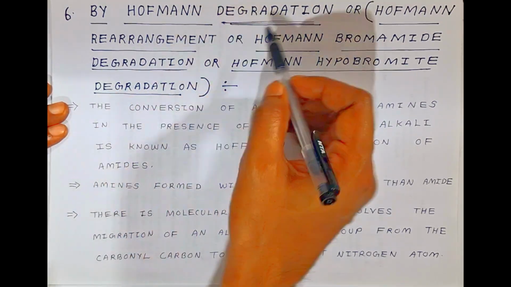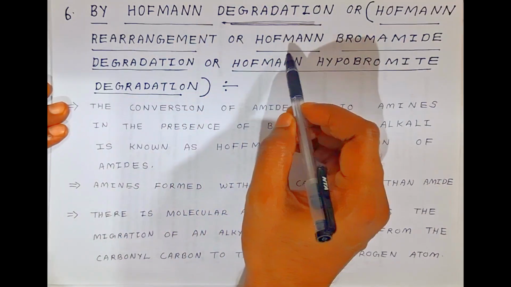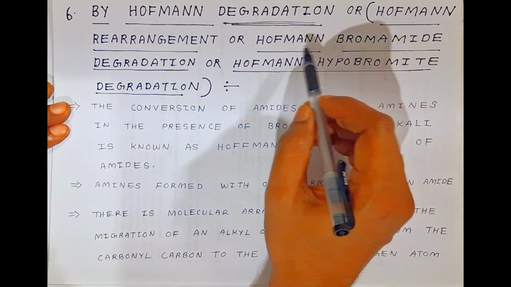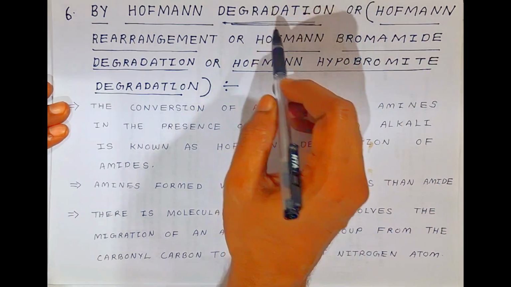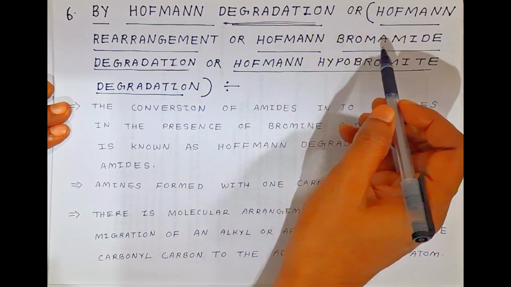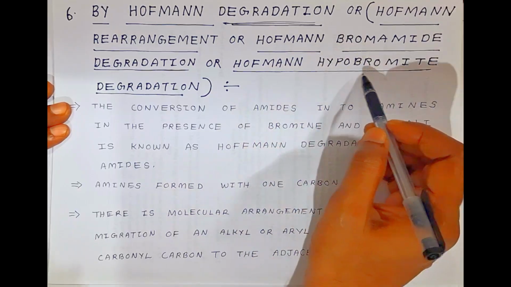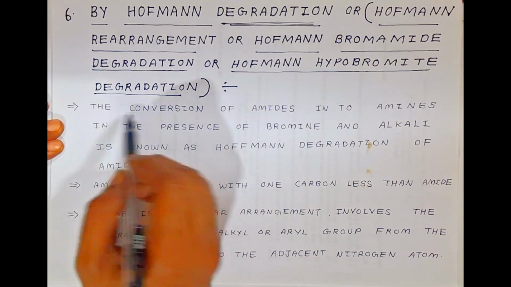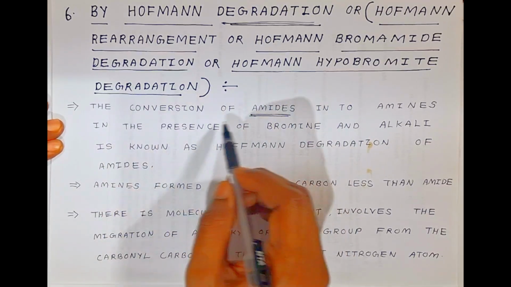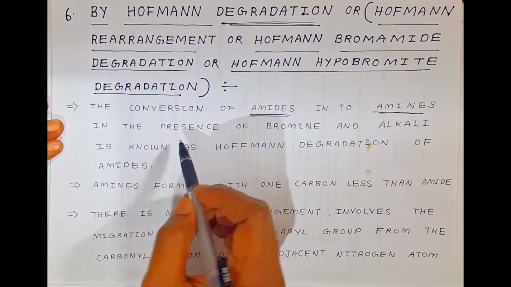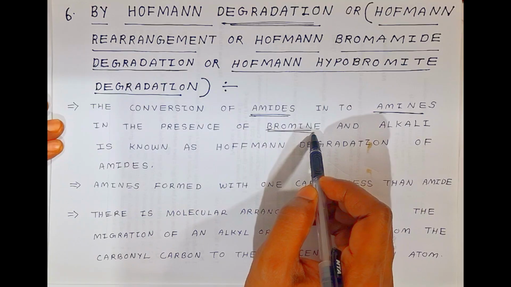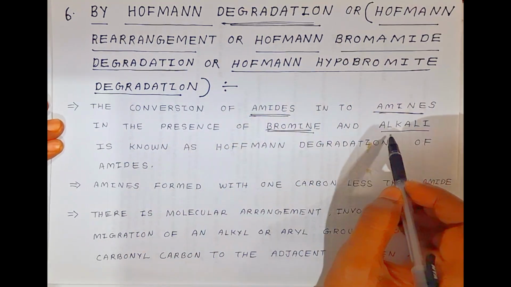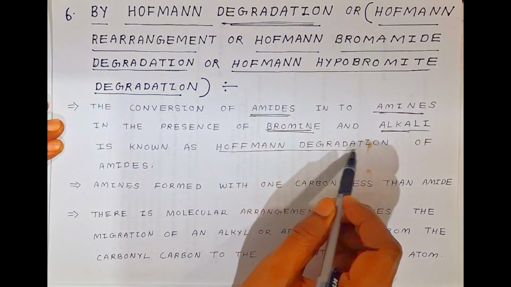So the name is Hofmann degradation, or Hofmann rearrangement, or Hofmann bromamide degradation, because here we are using bromine, and with the help of bromine we degrade the amide. That is why it is called Hofmann bromamide degradation or Hofmann hypobromite degradation. Here, students, there is a conversion of amide into amines in the presence of bromine and alkali.